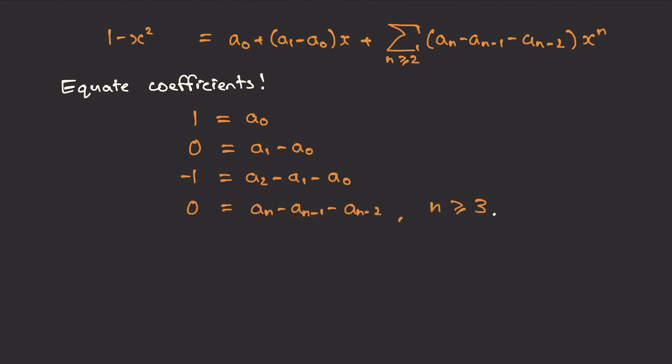But from x cubed onwards, something nice happens, because the coefficient on the left is 0. So the equations for n at least 3 all just say that a(n) minus a(n minus 1) minus a(n minus 2) equals 0.